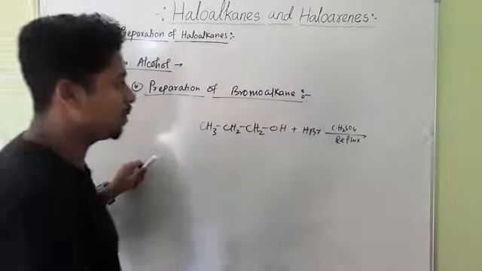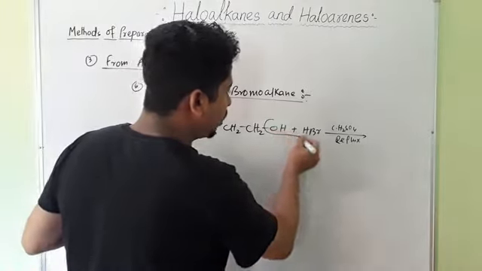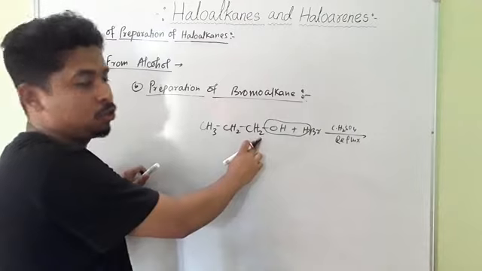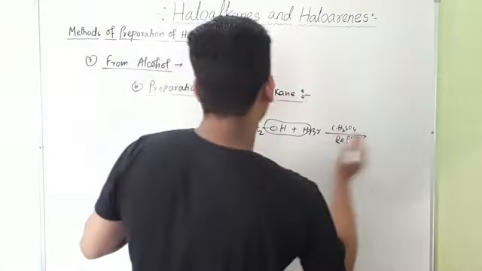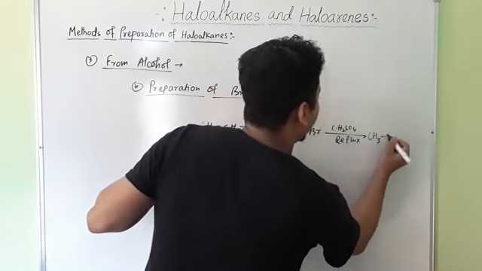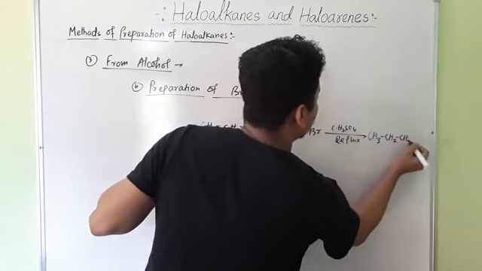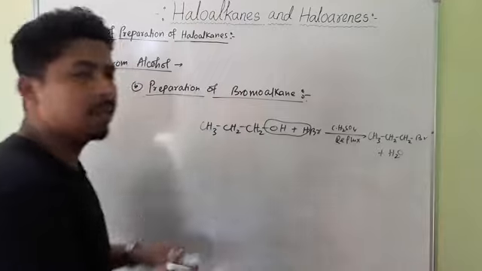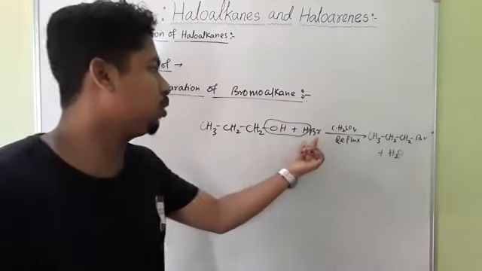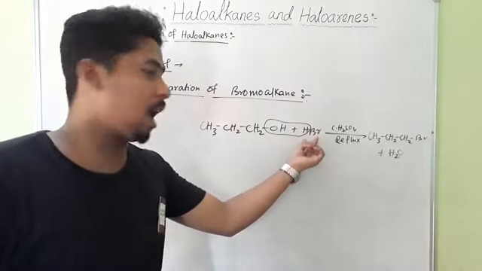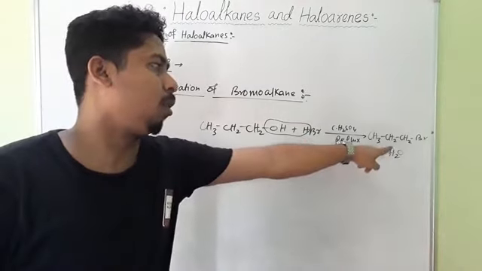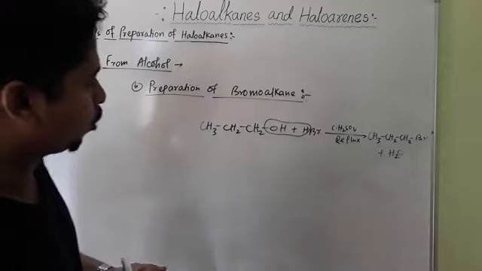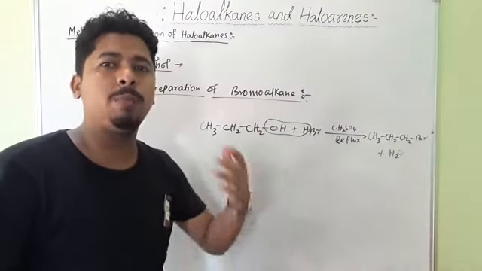Now what happens here? You see one OH and one H, so an H2O molecule will be removed, and this Br will attach with this CH2 group. So we will get CH3-CH2-CH2-Br plus H2O. So by treating this alcohol with the halogen acid HBr, hydrogen bromide, we can prepare this bromoalkane. This is one method. By following another method, we can prepare this bromoalkane also.